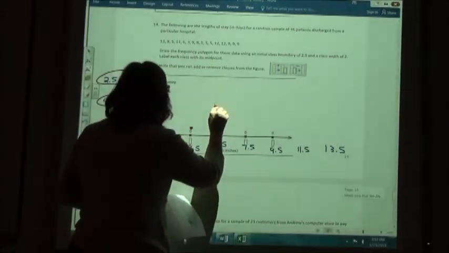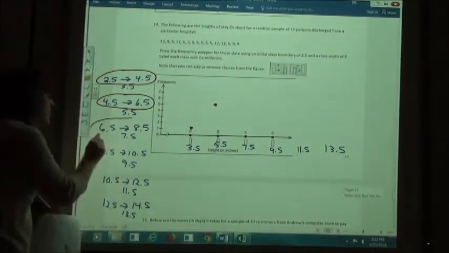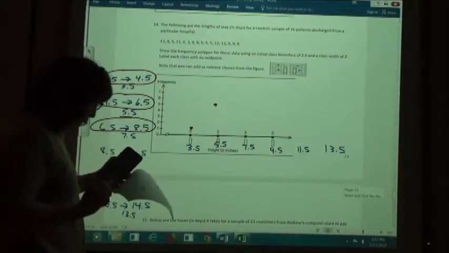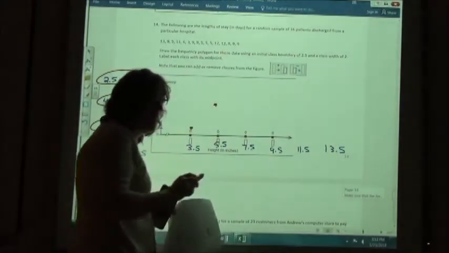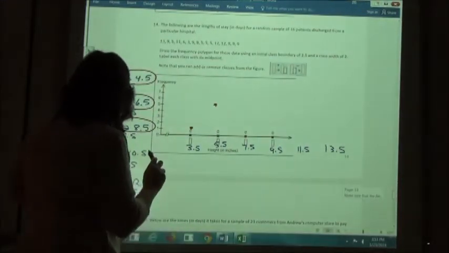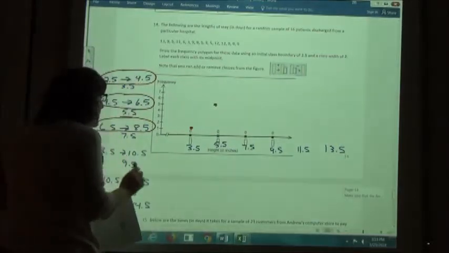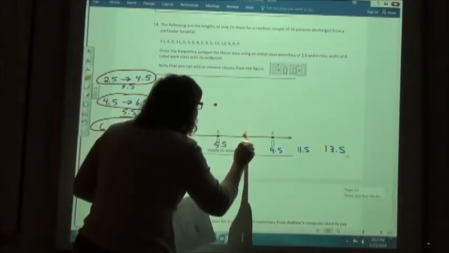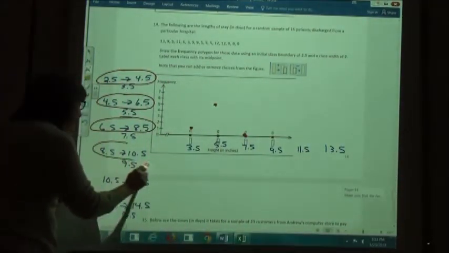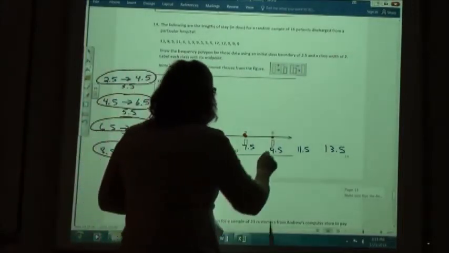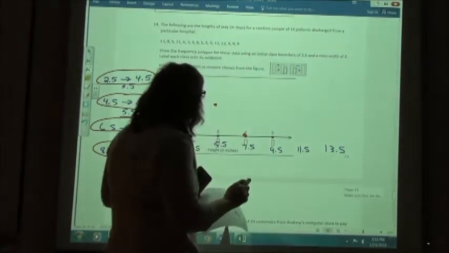5, that's what I got. In my next section, from 6.5 to 8.5, so from 7 to 8, oops, I should have said 7 to 8. So there are none in that section. The next section, 8.5 to 10.5, so from 9 to 10, we have 6.